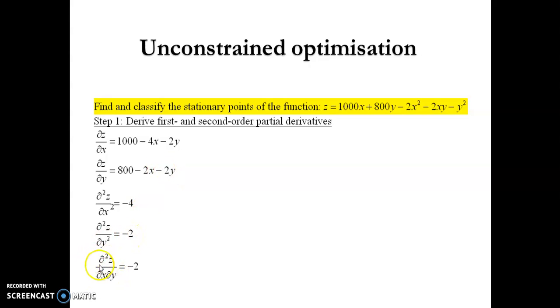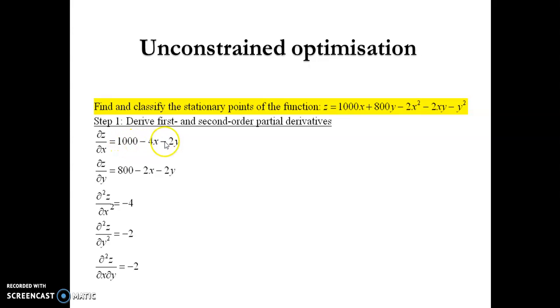Now here's an interesting thing. I only have one cross partial over here. The reason is that when you get your cross partials, you would first differentiate the function. You'll get your first order derivative and differentiate that with respect to x. Then you're going to differentiate this a second time, but now with respect to y.